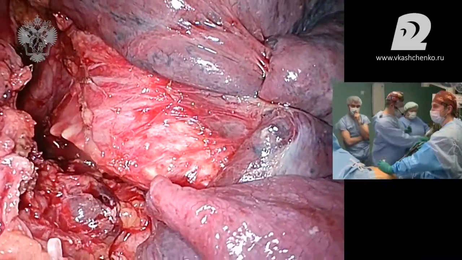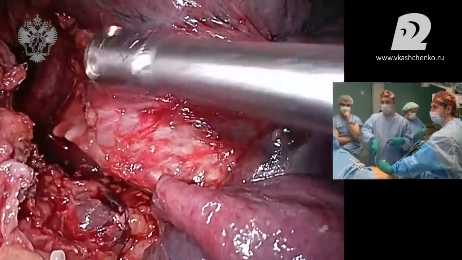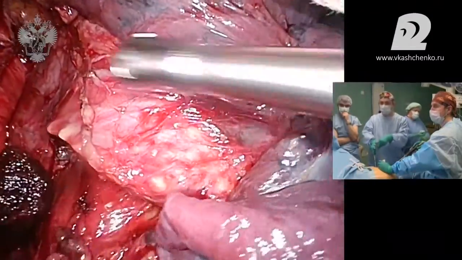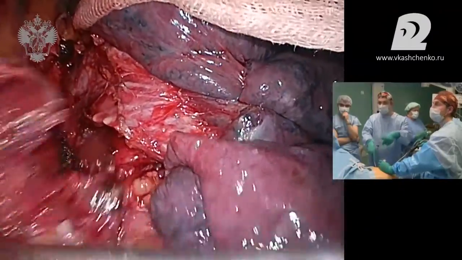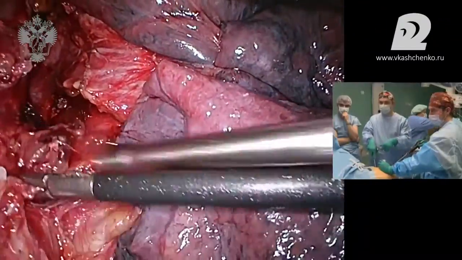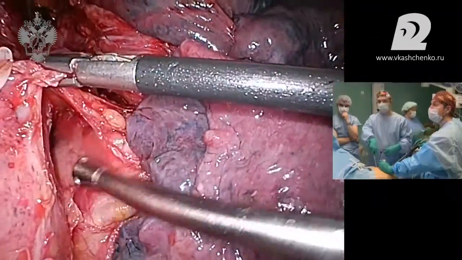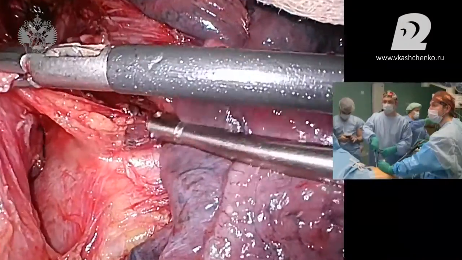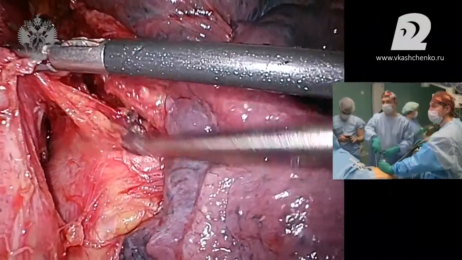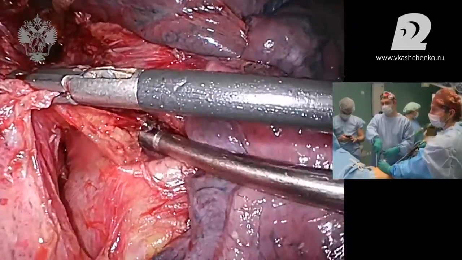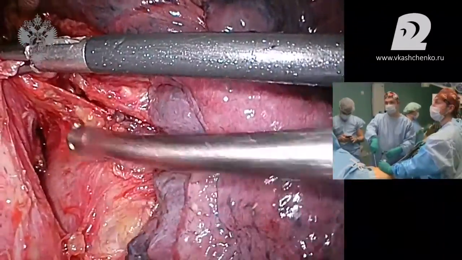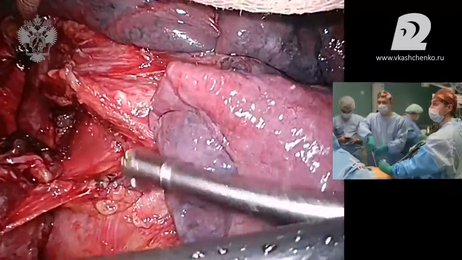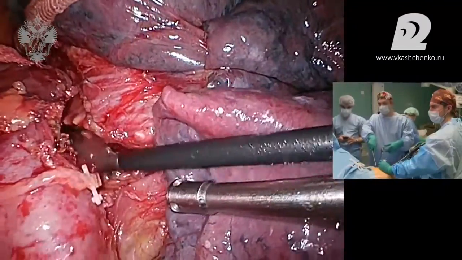Give me suction, please. And we are close to the completion of our operation. And so those nodes, they are part of the lung parenchyma. We will not touch them. They are not specific for this place. Maybe we'll take them, but not en bloc, maybe separately.